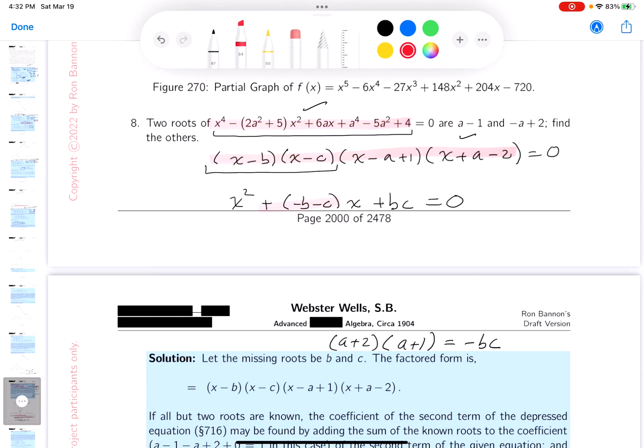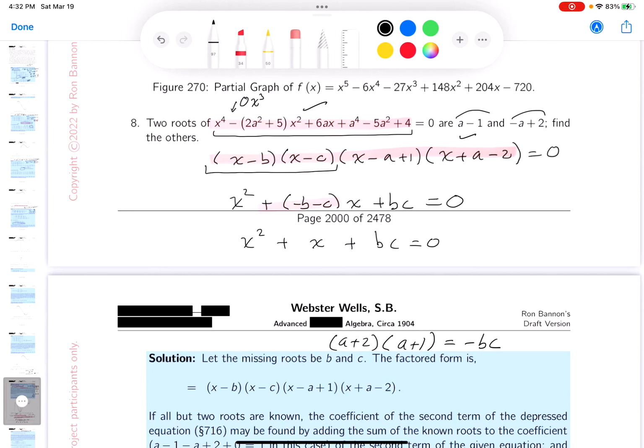What do I do? I take this known root, I add it to this known root, and I add it to the coefficient of that second term, which is x cubed. Well, there is no coefficient, 0, right? So what do you get? A minus 1 plus minus a plus 2, that's 1. 1 plus 0 is 1. So now I know this. That minus b plus c is 1.